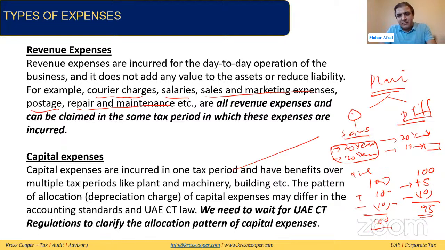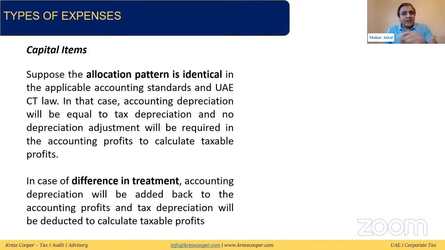I hope everyone will be clear on this. So capital items: we have discussed in detail the case where the allocation pattern is identical, and the case of a different allocation pattern. If the depreciation rate is the same, this item itself will not have any impact on the taxable profits. If it is different, for sure my taxable profit will be different from the accounting profit due to this item.